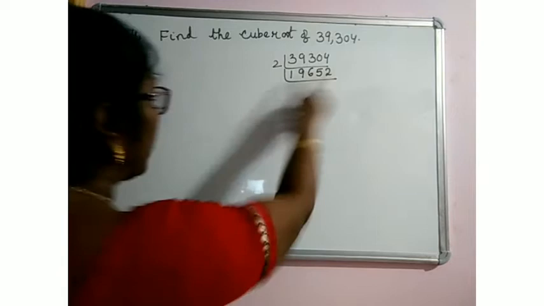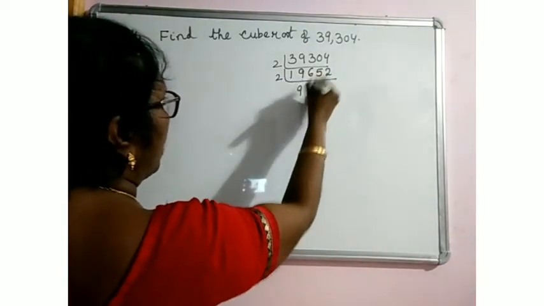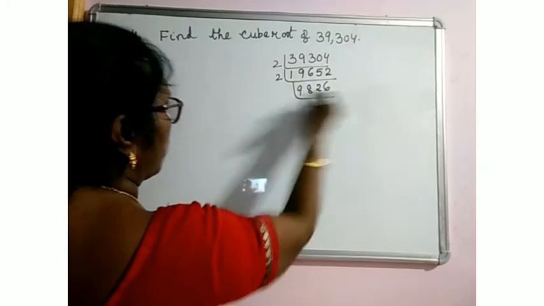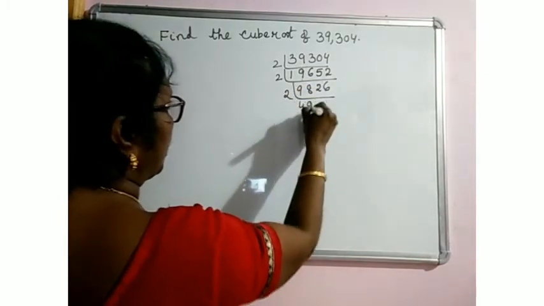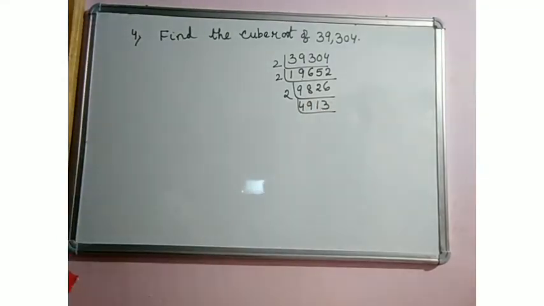Sorry. Again this number is divisible by 2. 2 9s are 18, 2 8s are 16. 2 2s are 4, 2 6s are 12. Again it is divisible by 2. We got this. Now this is not divisible by 2.